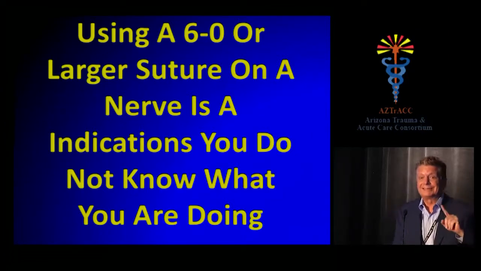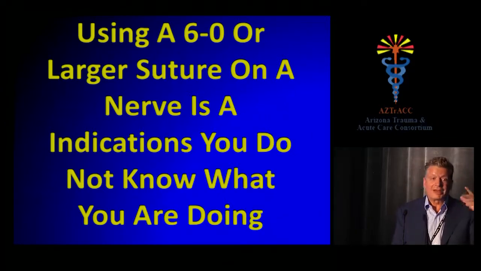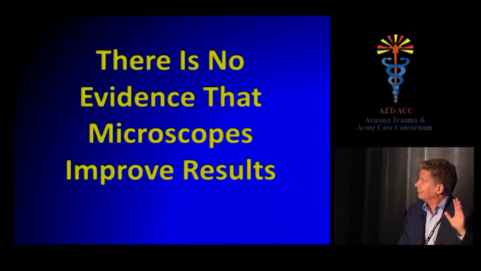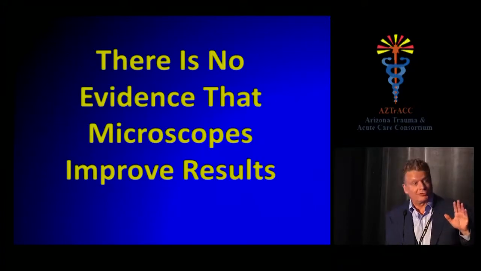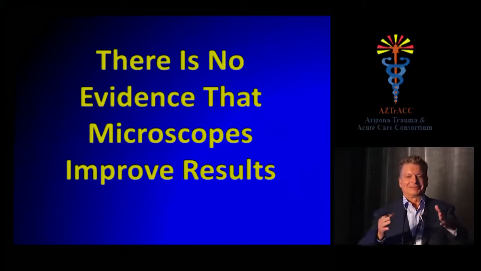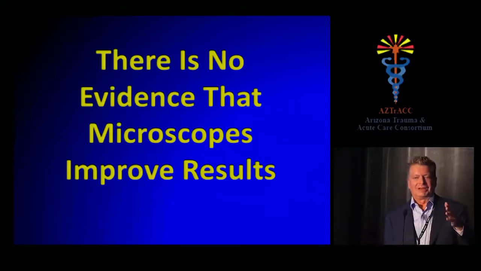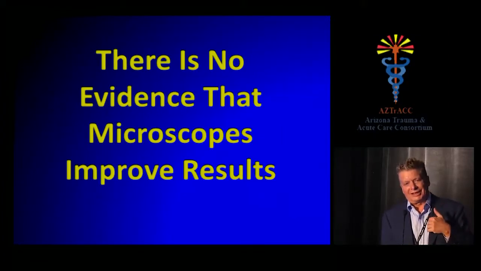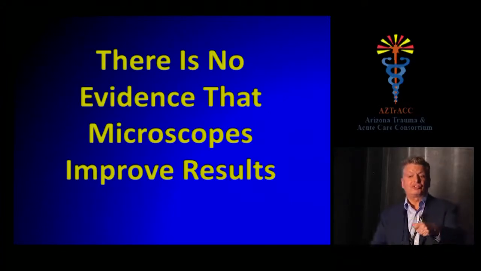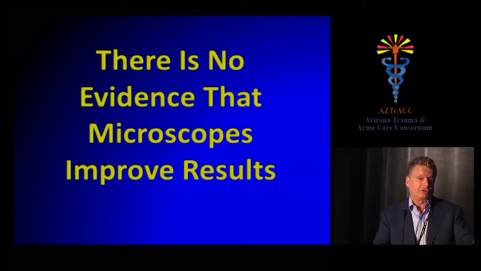Now with that said, when you quote me to your friends and they're mad at me for implying all of this, I want you to remember this. There is no evidence that microscope improves results, okay? So now we're down to the fetal monitor and standard of care argument. I think the biggest danger is not getting someone like me as your expert witness, if I'm testifying against you. So if you used a 6-0 on a median nerve and the guy got a poor result, I'd have to say there's no evidence at all that makes it any better or any worse.